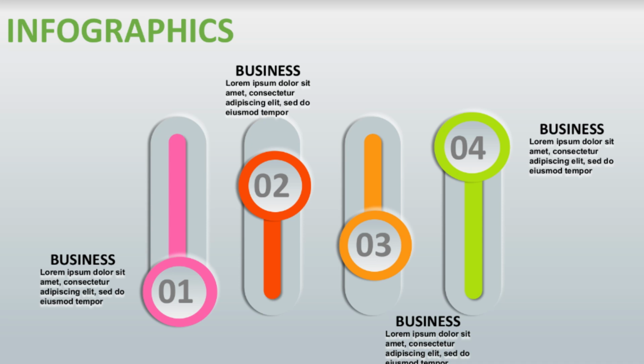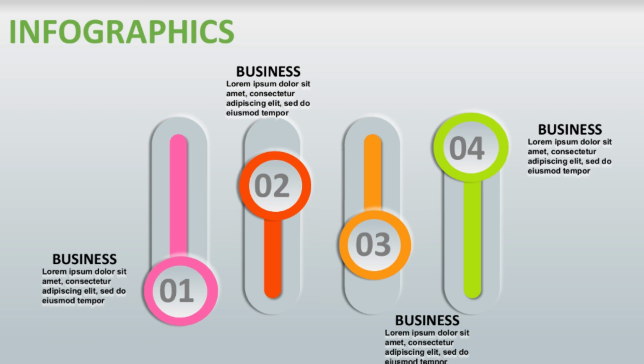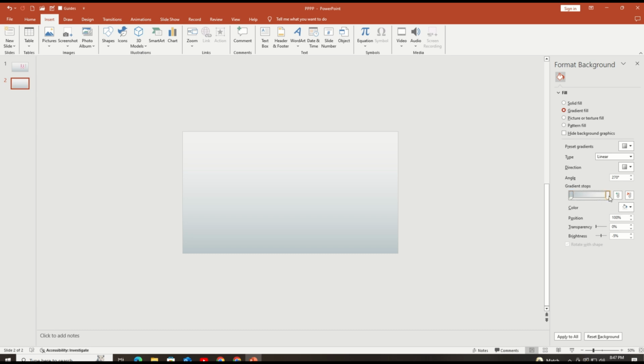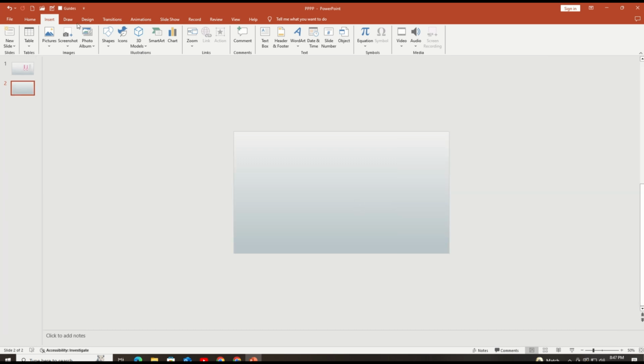So in this video, I'm gonna show you how to make this amazing infographic, and this is a four-step infographic. So let me show you how to make it. First of all, go to format background and give it a gradient. I'm using a light blue and white combination to make the gradient.